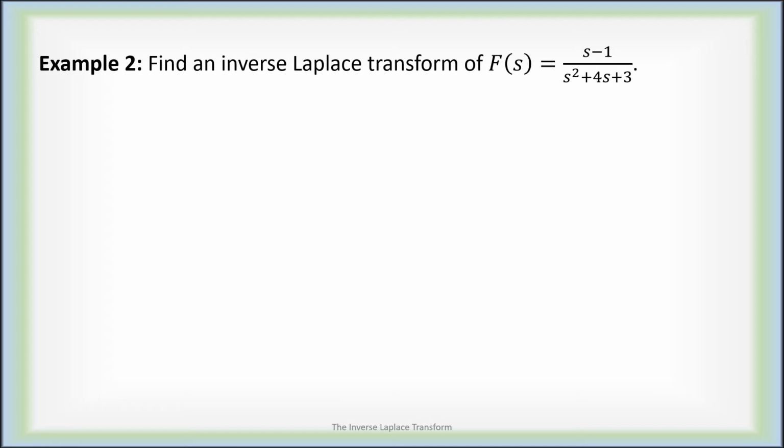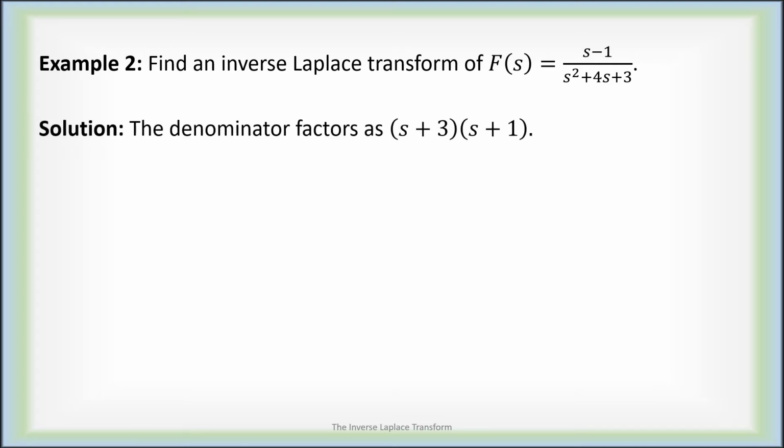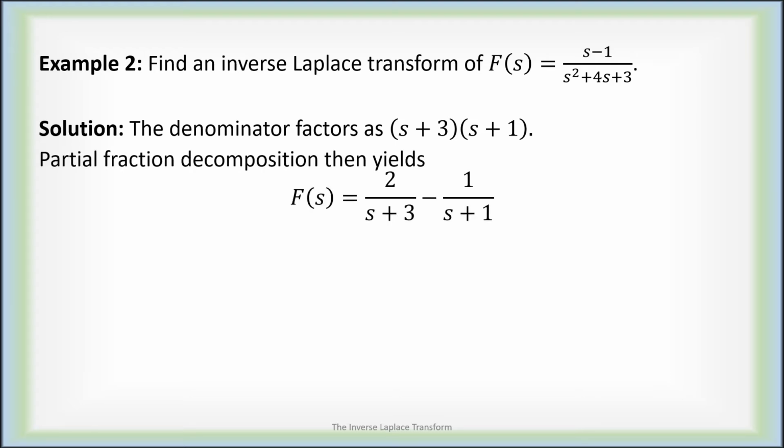As a second example, find an inverse Laplace transform of capital F of s, which is s minus 1 over s squared plus 4s plus 3. The denominator factors directly as s plus 3, s plus 1. Partial fraction decomposition of capital F of s would then allow us to write this as 2 over s plus 3 minus 1 over s plus 1.